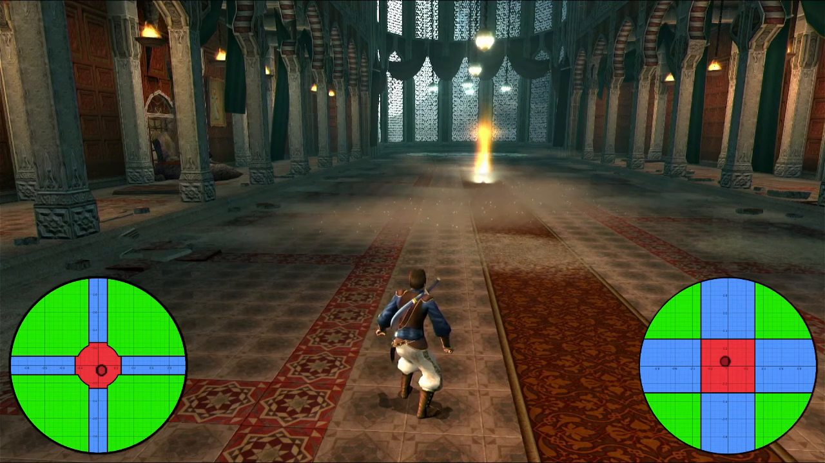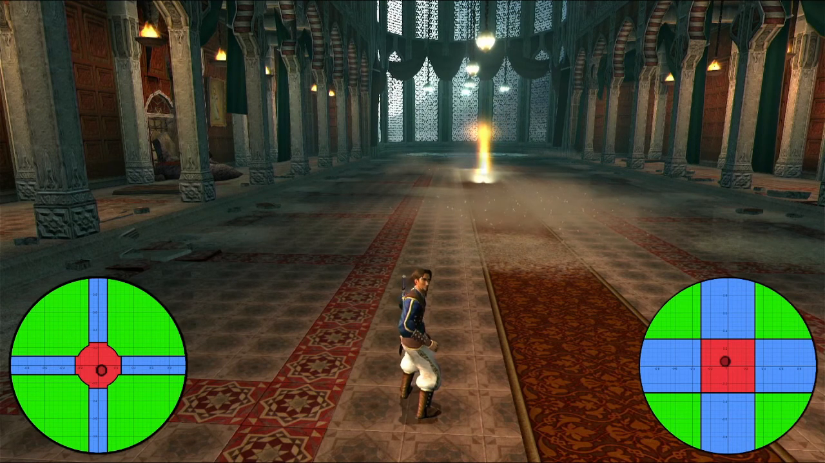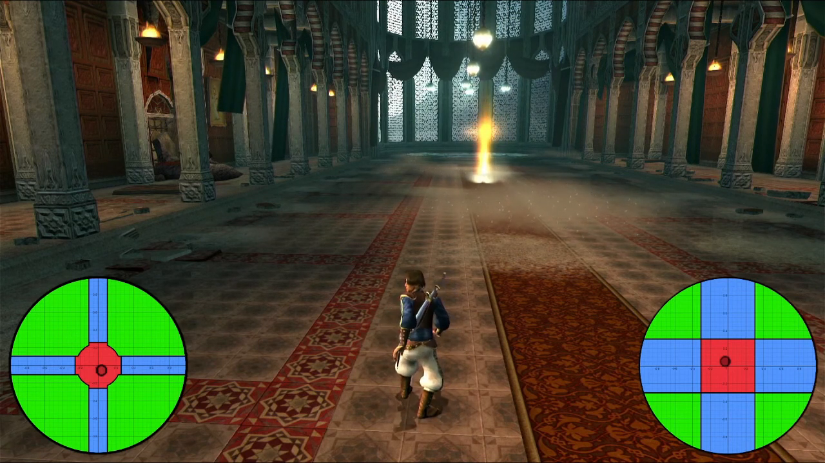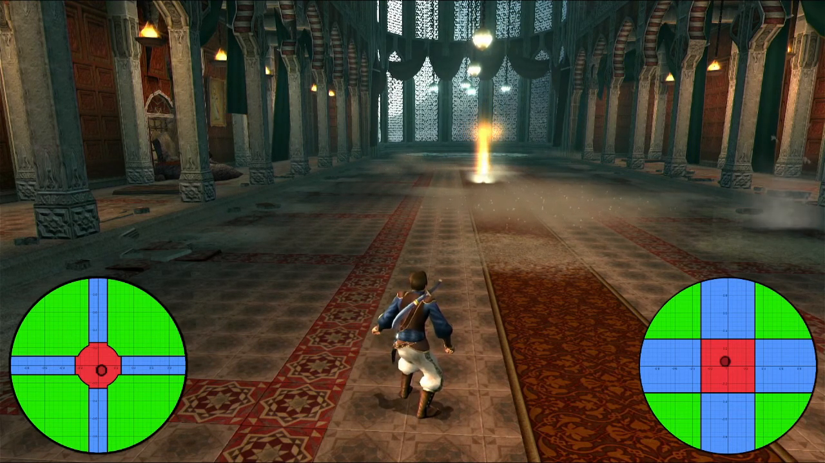Alright, so hey everyone, today I want to take a look at the Deadzones for Prince of Persia, The Sands of Time HD. This is part of the HD trilogy on the PlayStation 3.